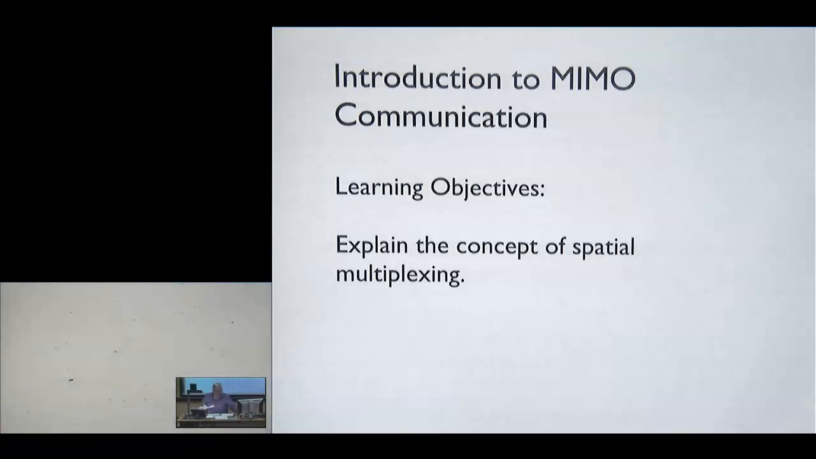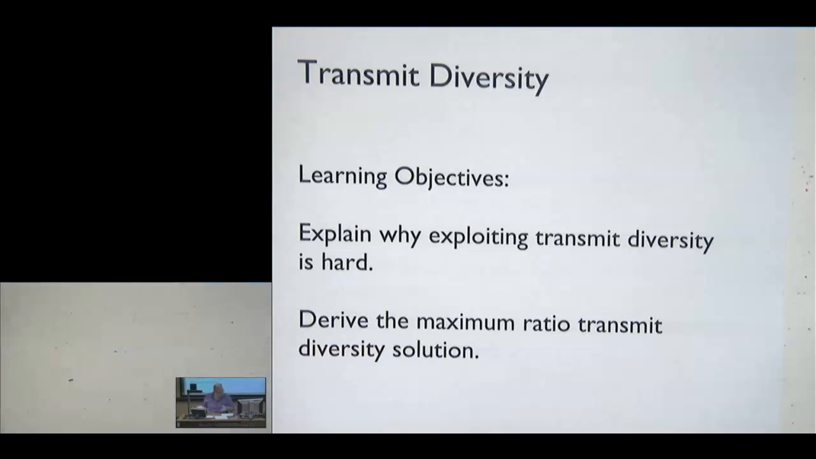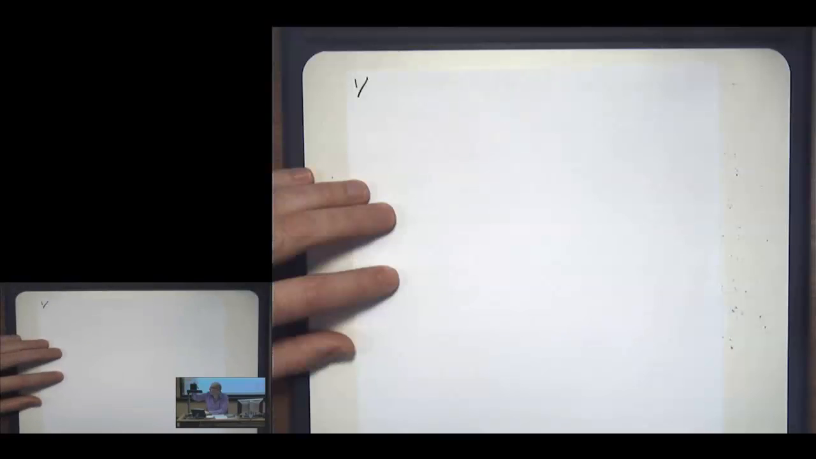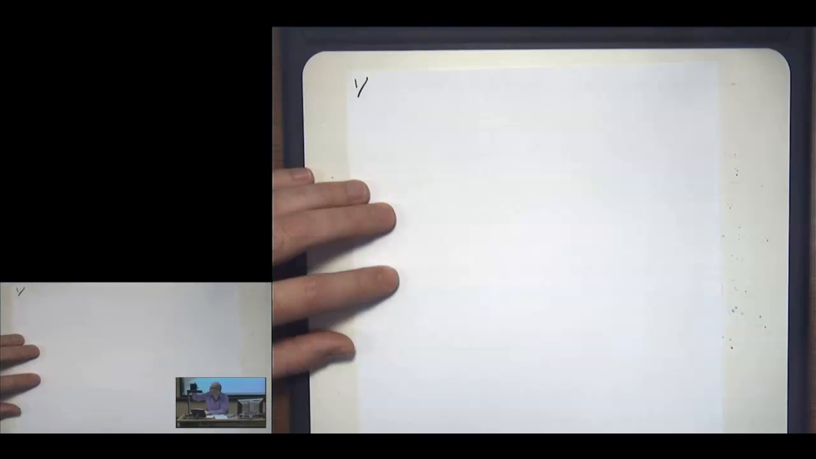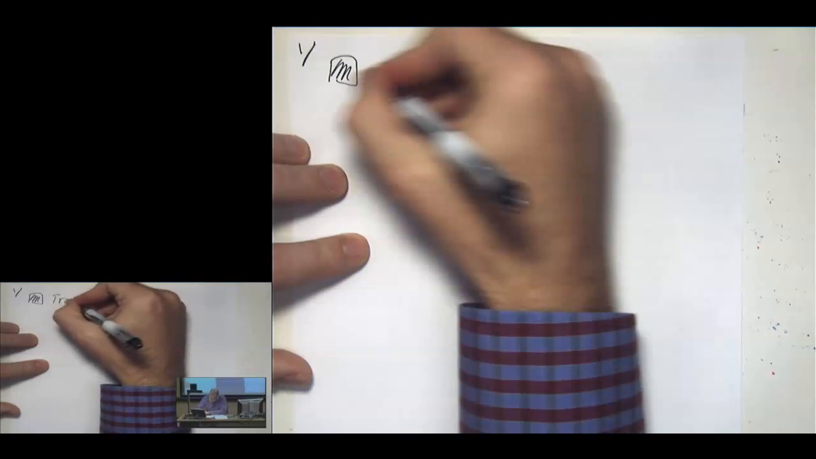All right, transmit diversity, space-time code. Actually, we're also going to have an introduction to MIMO communication today, too. I forgot that. Okay, so let's get started with the transmit diversity concept. We're going to start off with a naive approach that we're going to use to show why transmit diversity is hard.